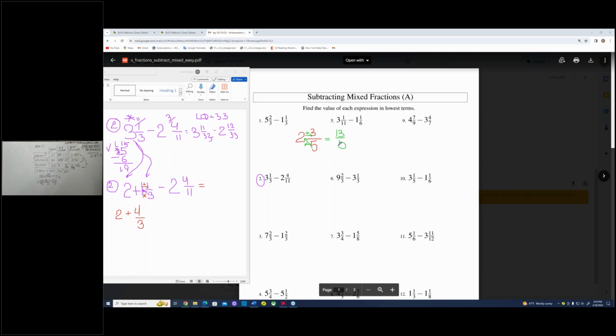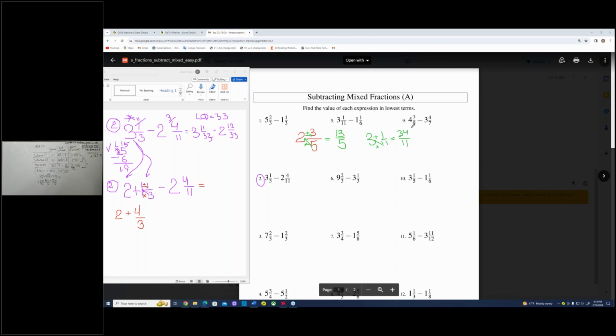So you can easily convert any mixed number to an improper fraction. For instance, I want to convert 3 and 1 over 11 to an improper fraction. 2 lines. Antonia, 11 times 3 equals 33. Plus 1 equals 34. 34 over 11.